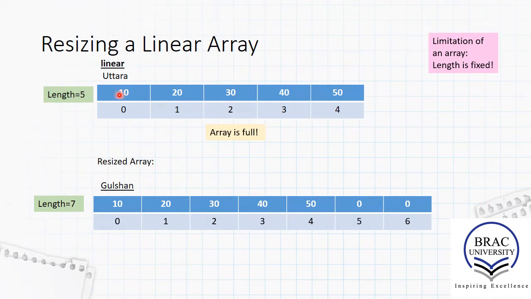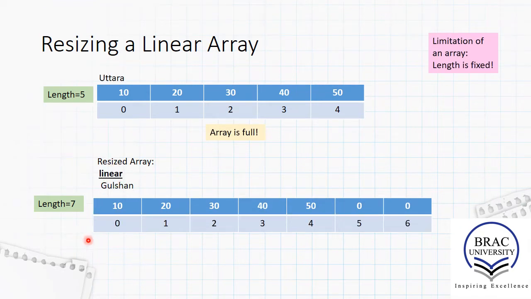So since I could not increase the length of this existing array, we say that the dynamic increase or dynamic resizing of an array is not possible. I have to create a new array in a different location, copy the values, and then change the reference. So I will have to make the variable linear point at Gaussian. And now my array has been resized.